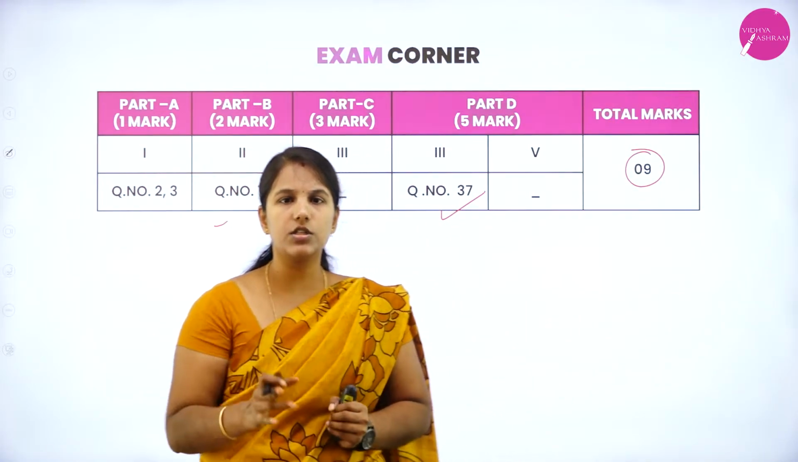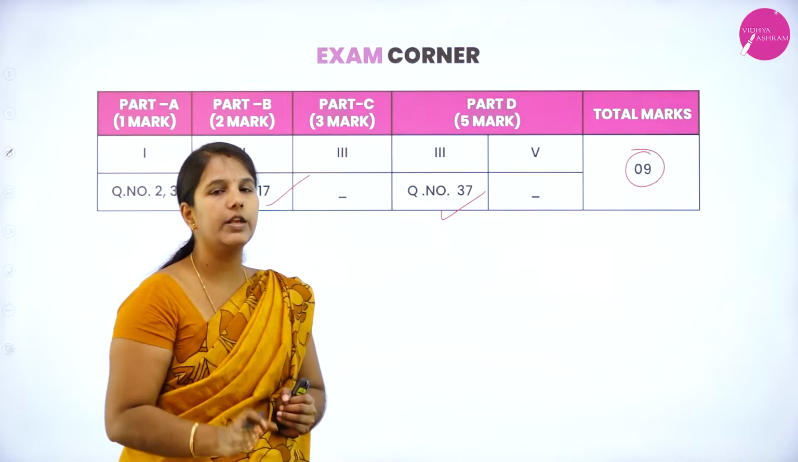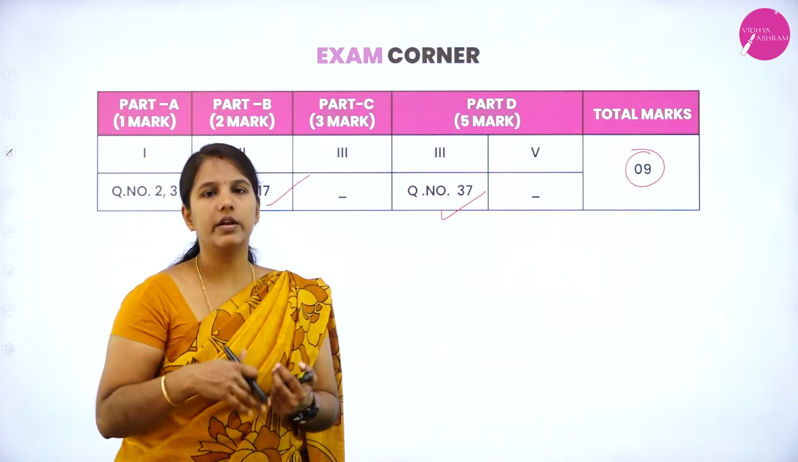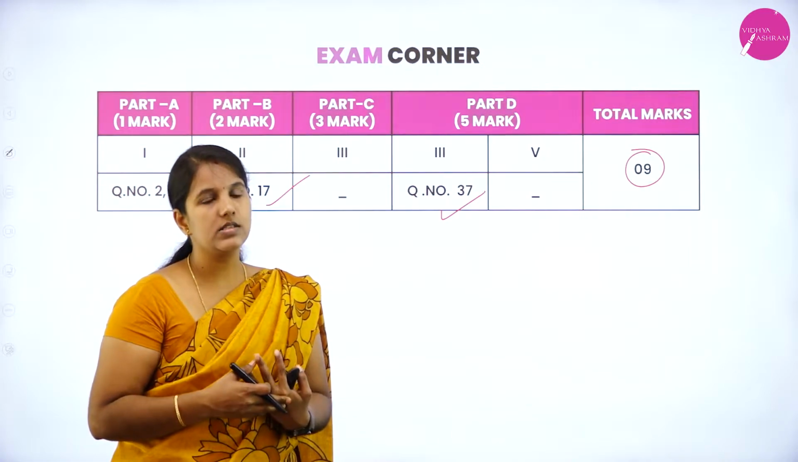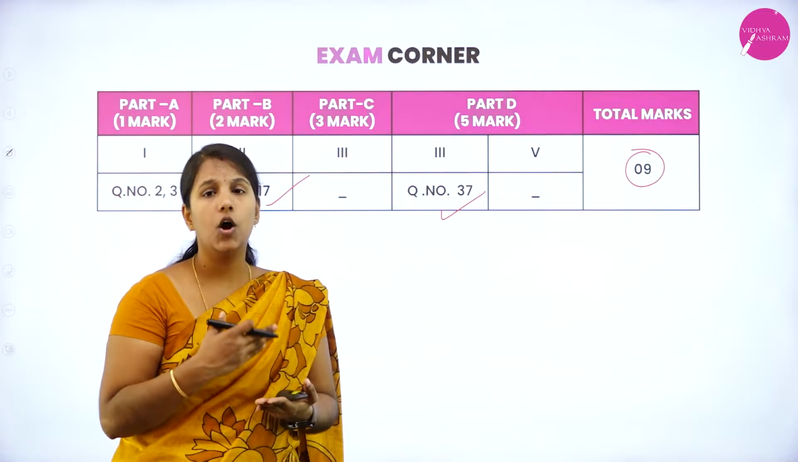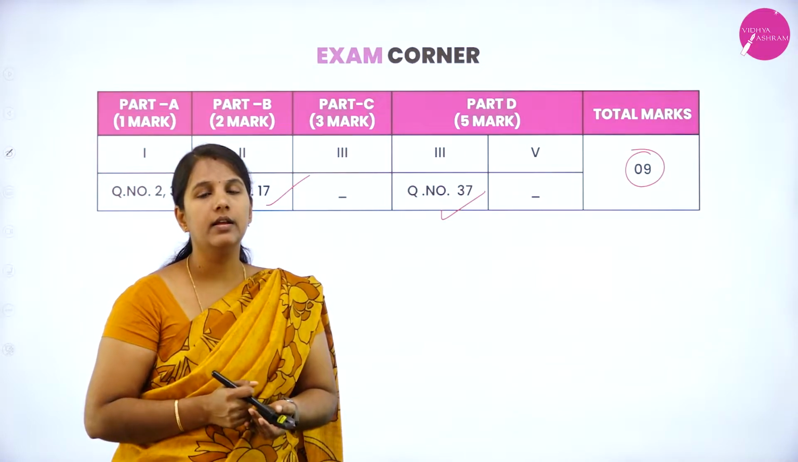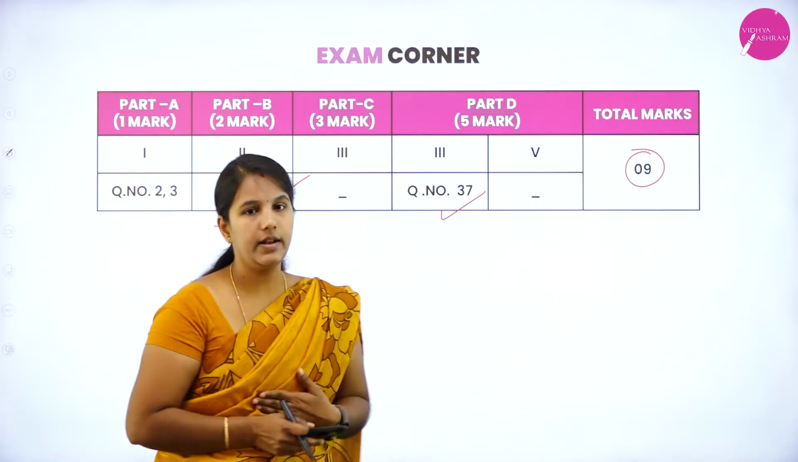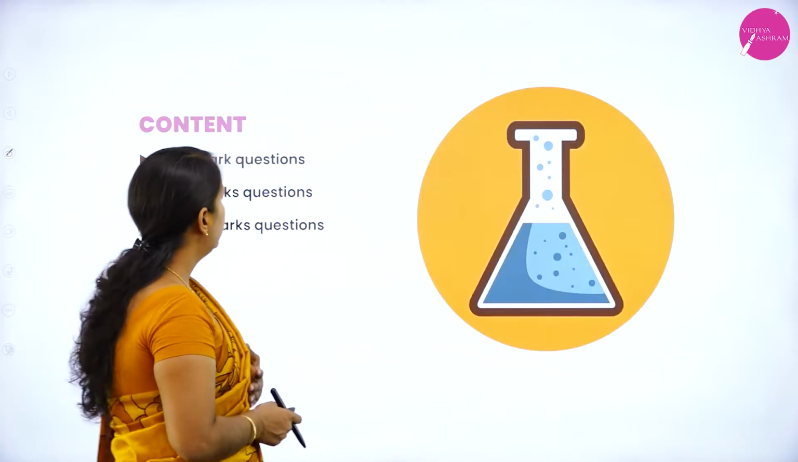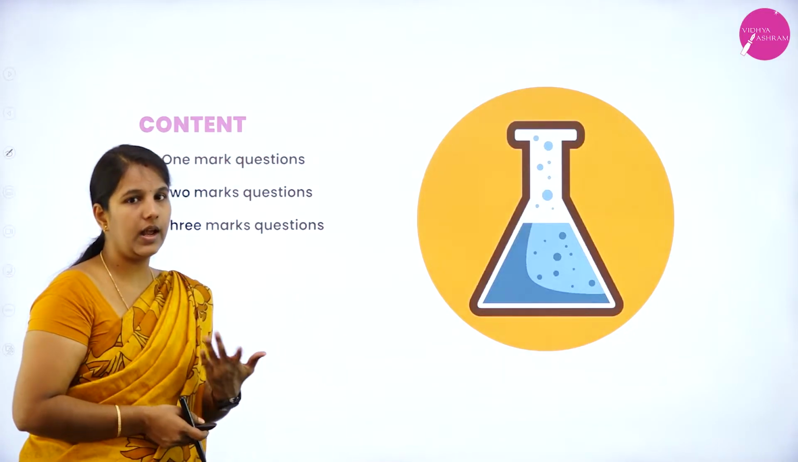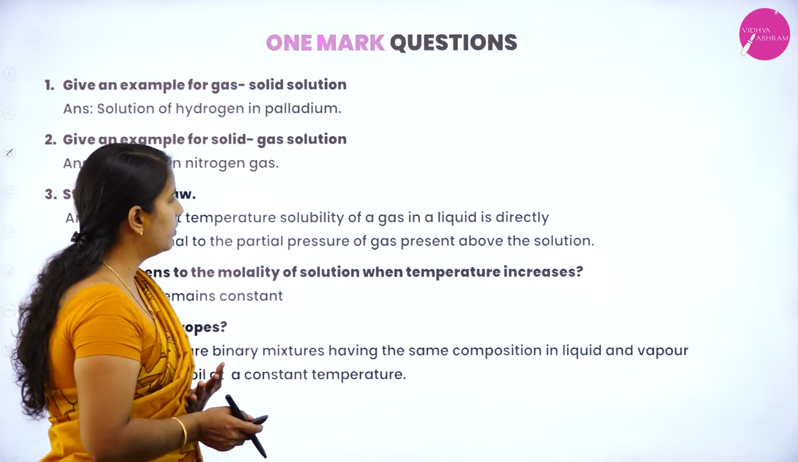Remember, in question number 37, there will definitely be a numerical based upon the colligative property, and there can be a difference or a law asked, or from the last part of this unit, that is the Van't Hoff factor, or they can ask the abnormality, or the laws can be asked in part D. We'll see the 1 mark, 2 mark and 3 mark questions which are more frequently asked from this unit in the board exam.